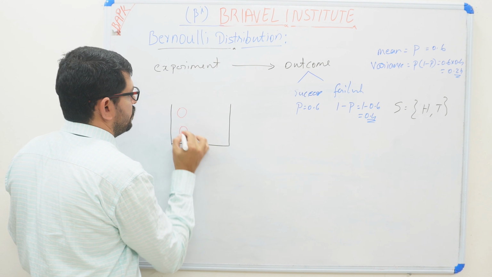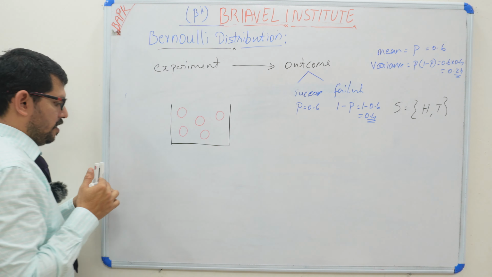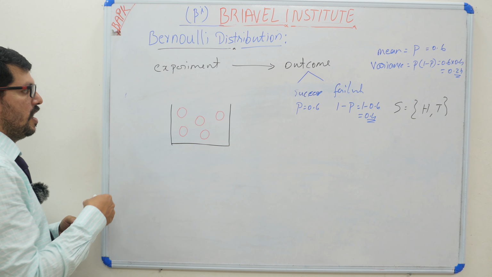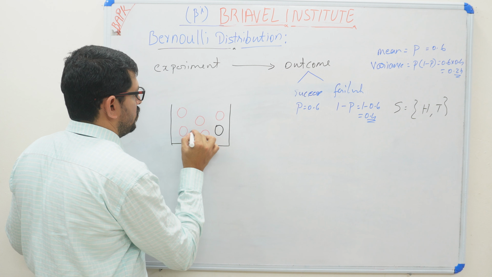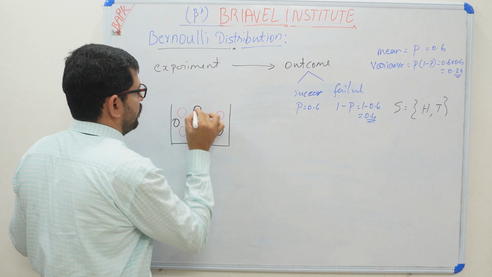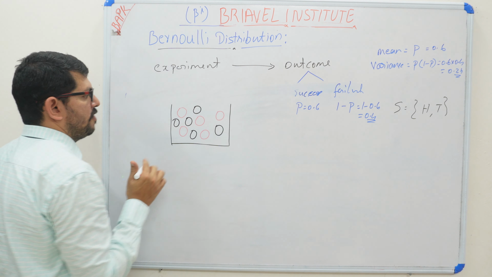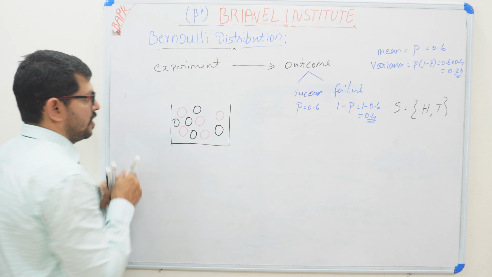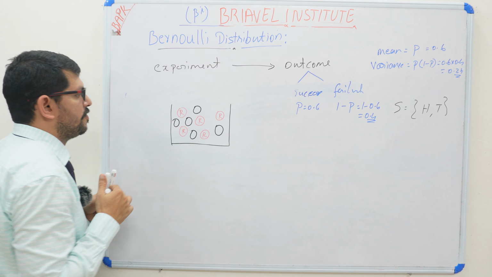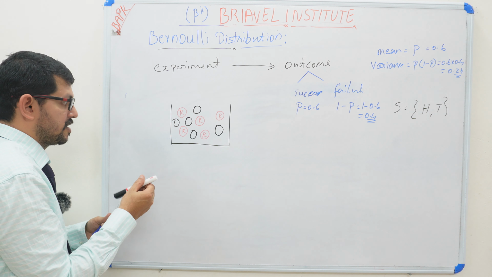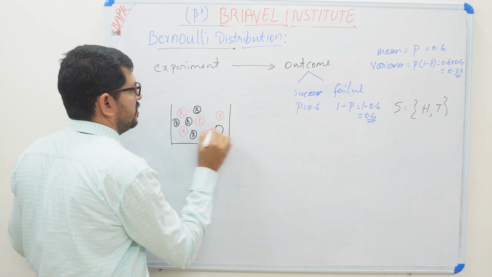Ball 1, ball 2, ball 3, ball 4, ball 5. So I have 5 red balls and I have 5 black balls: 1, 2, 3, 4, 5. Now see, I have 5 red balls and 5 black balls. So in this basket, I have 10 balls.